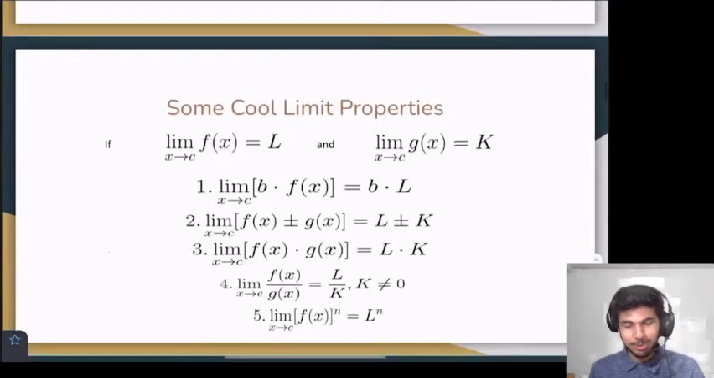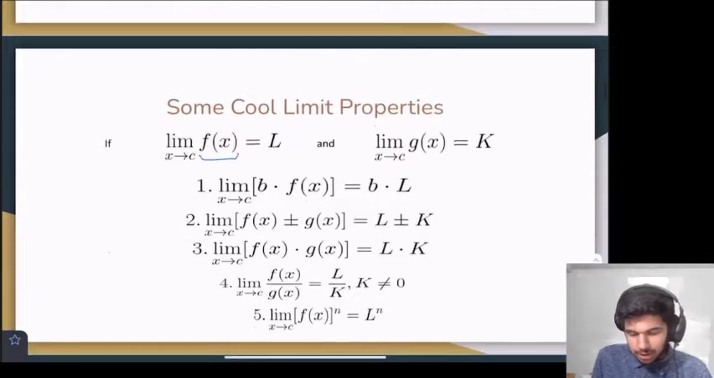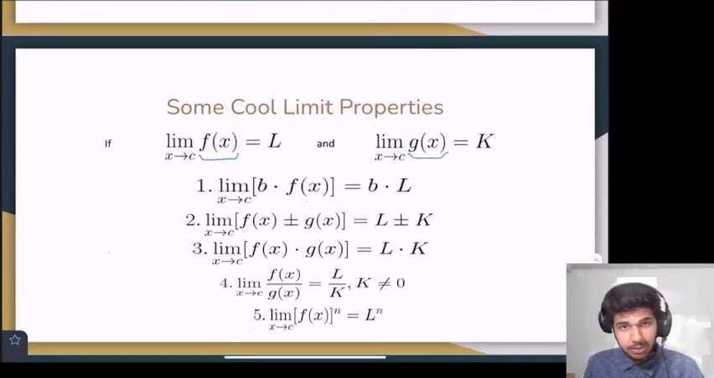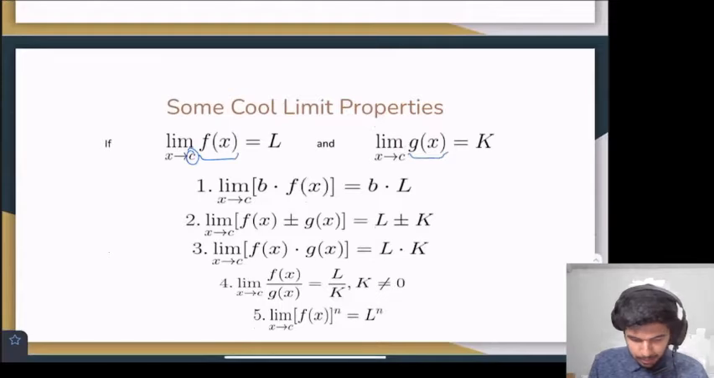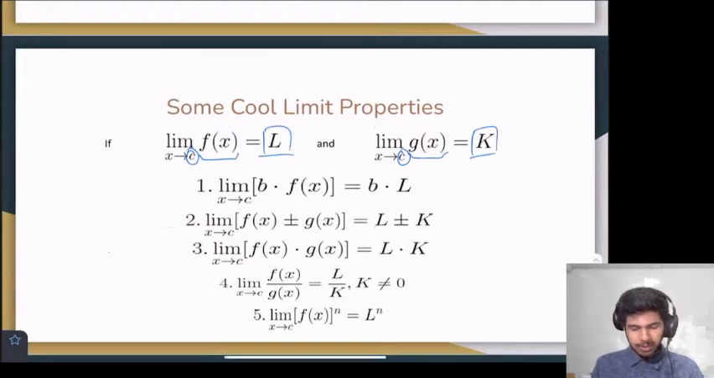And here's some more cool limit properties. So now we have two functions, f of x and g of x, right? And we've evaluated the limit for the same point, x towards c. And the limit of f of x is L, and the limit of g of x is k. So there's 5 properties listed here. The limit as x approaches c of b times f of x equals b times L. And here again, b is a constant.